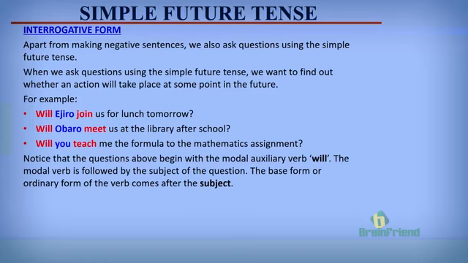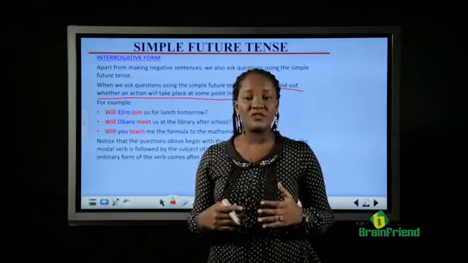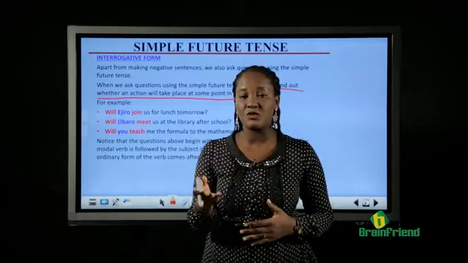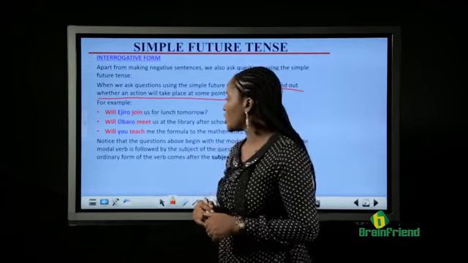Now, apart from making negative sentences, we use the simple future tense to ask questions. When we ask questions using the simple future tense, we want to find out whether an action will take place at some point in the future. So when we want to find out if something will happen at some time in the future, we ask such questions in the simple future tense.